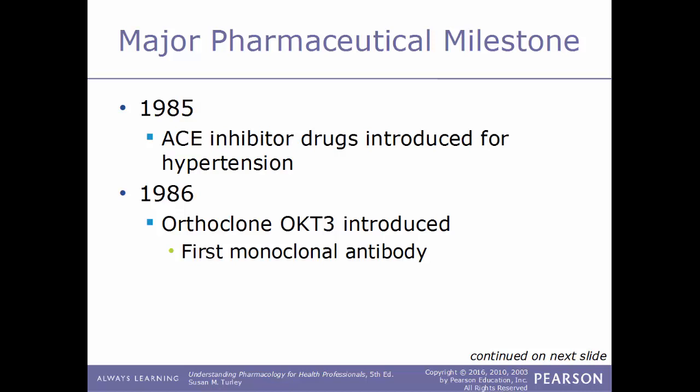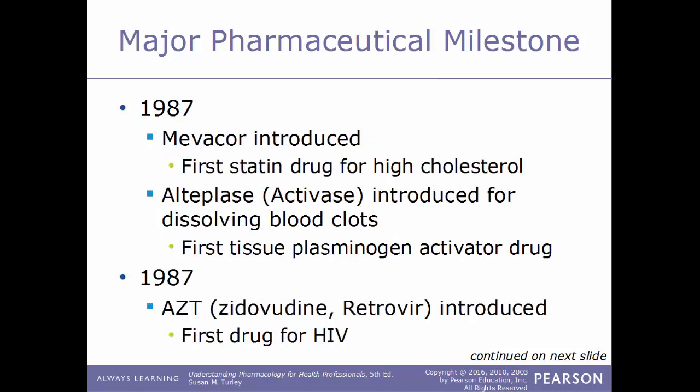1986, Orthoclone OKT3 is first introduced. It's the first monoclonal antibody. This is an immunosuppressant which helps to prevent organ rejection in patients that received a transplant. 1987, Mevacor is introduced. It's the first statin drug used for high cholesterol. Also in 1987, Activase introduced for dissolving blood clots. It's the first tissue plasminogen activator drug. In 1987, AZT was first introduced. This is the first drug cocktail that was introduced to help treat HIV.